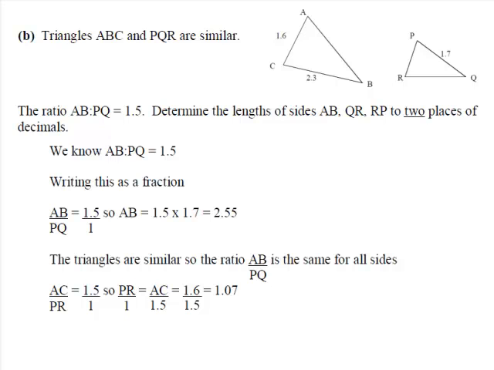And then finally for the last side, we've got BC over QR equals 1.5. So QR equals BC over 1.5. BC is equal to 2.3. Divide that 2.3 by 1.5 and we get the answer of 1.53. And that's the answer to part B.